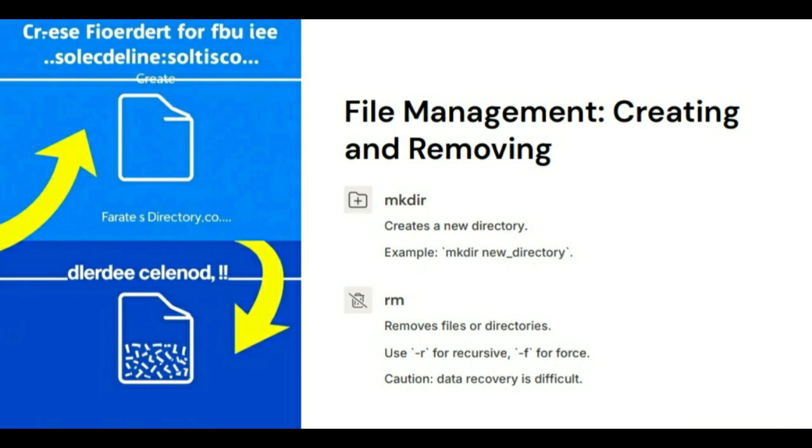The rmdir (remove directory) command in Linux is used to delete empty directories from the system. It only works for empty directories. If a directory contains files or subdirectories, it cannot be removed using rmdir.